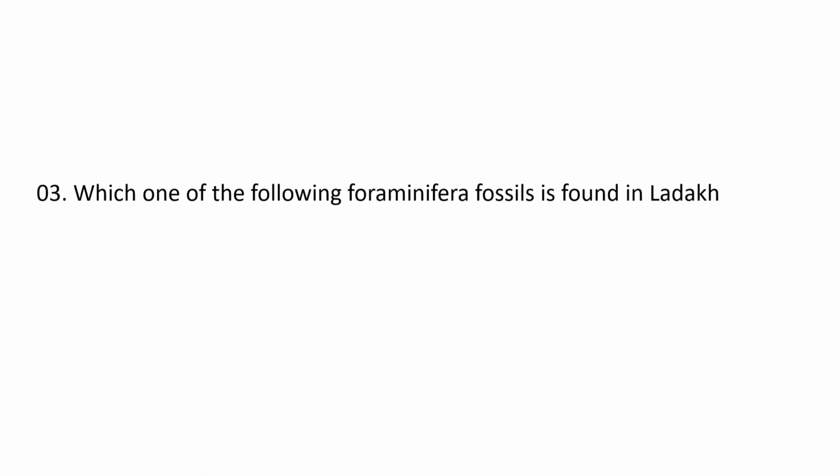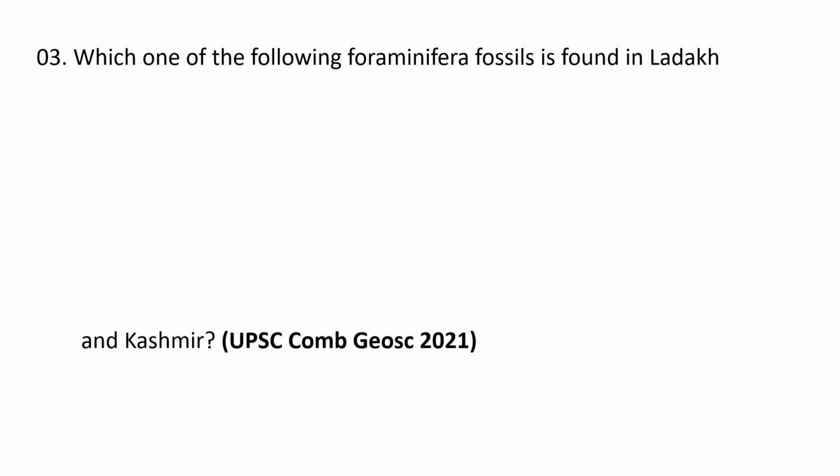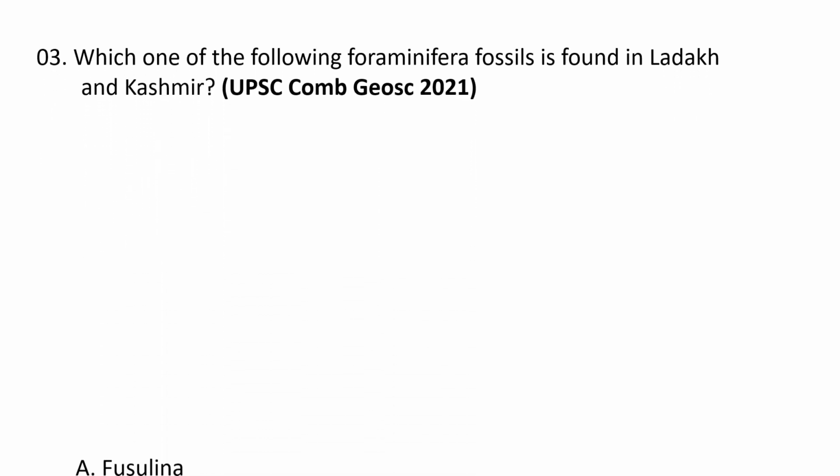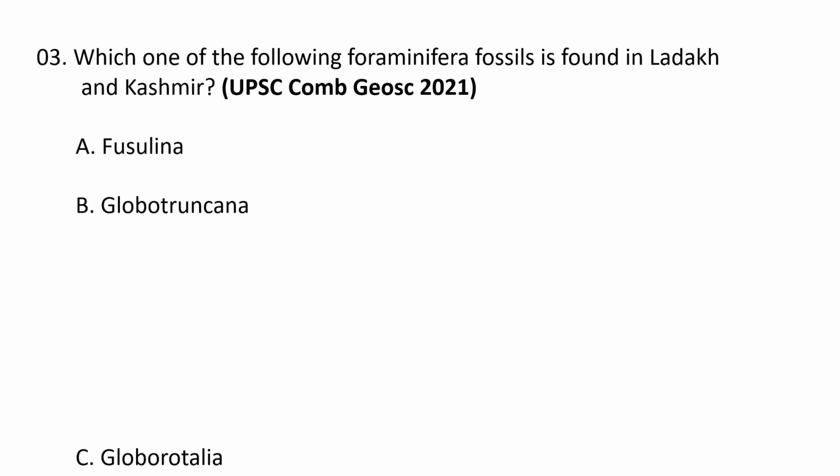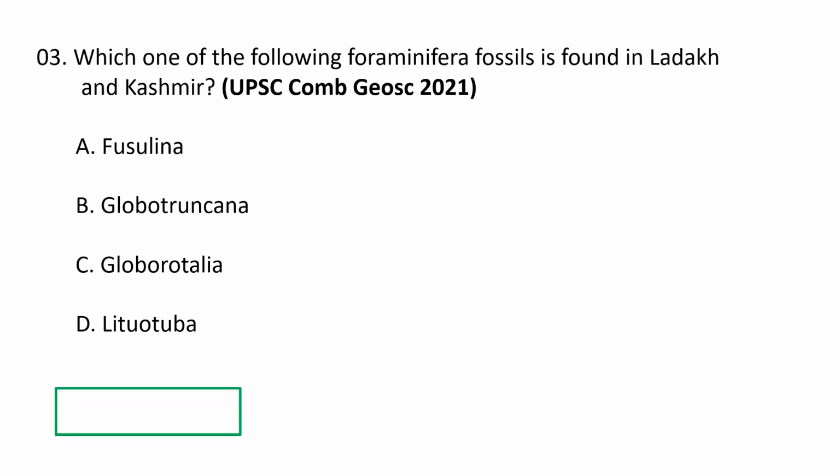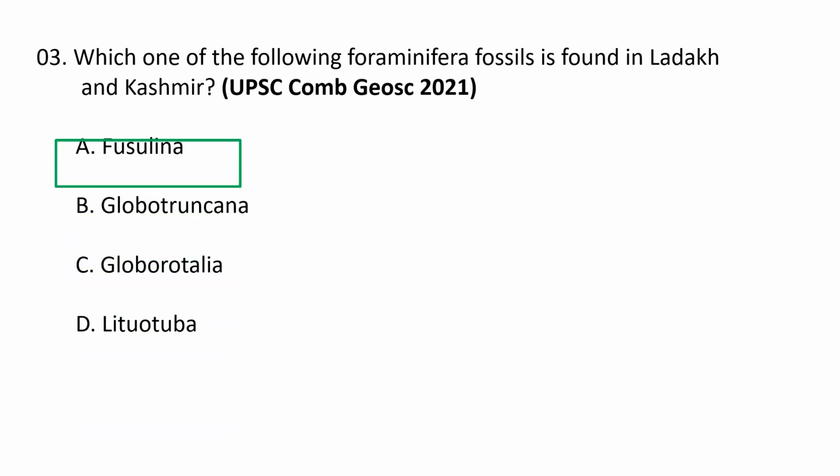Next question. Which one of the following foraminifera fossils is found in Ladakh and Kashmir? Choices are A. Fusulina, B. Globotruncana, C. Globorotalia, D. Lituotuba. So the correct option is A. Fusulina. Fusulina foraminifer fossils are found in Ladakh and Kashmir.